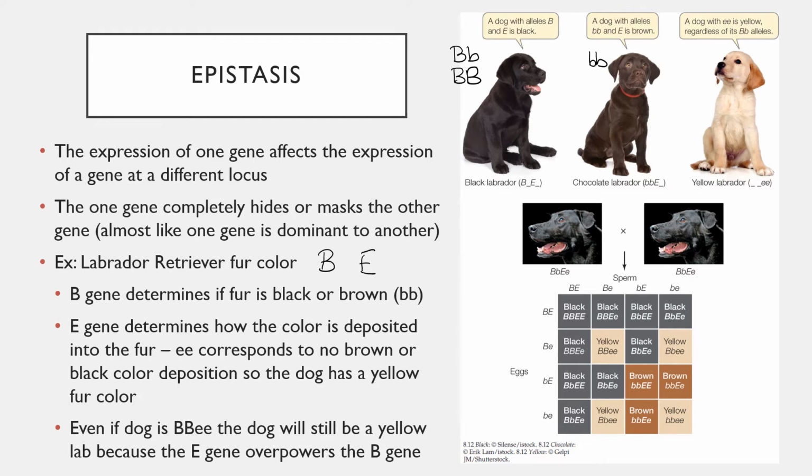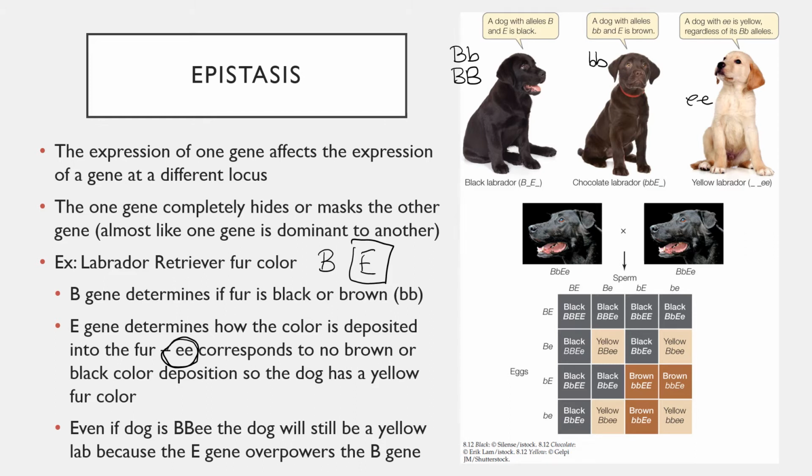But we have to take into account the second gene, that E gene, and this is going to control how that fur color, that protein that creates the color, is deposited into the fur cells itself. So if we have a capital E, then the color is going to be distributed into the fur the way we would normally expect. However, when you have 2 recessive alleles, when you are homozygous recessive, you're going to end up with no color penetrating into the fur itself. And you're going to end up with a cute little yellow Labrador puppy.